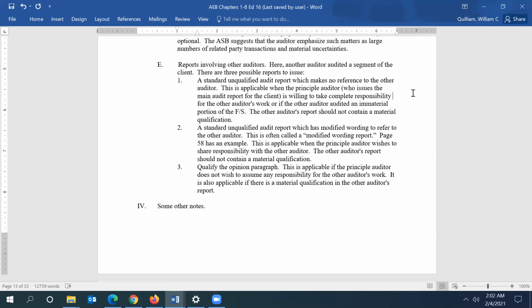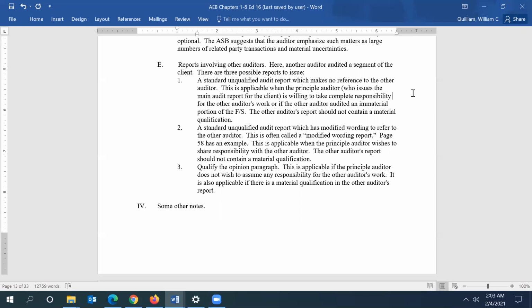We'll issue number 1, the standard unqualified audit report, which makes no reference to the other auditor. That's applicable when the principal auditor, who issues the main audit report for the client, like we're doing with headquarters, is willing to take complete responsibility for the other auditor's work. Or if the other auditor audited an immaterial portion of the financial statements. So that second possibility is the more common by far. And the other auditor's report should not contain a material qualification. If it does, we will qualify our report as the main auditor.